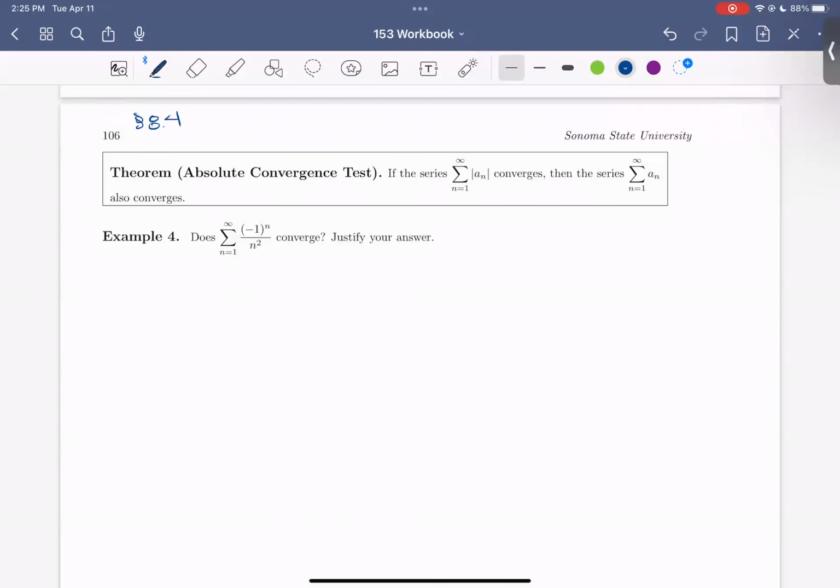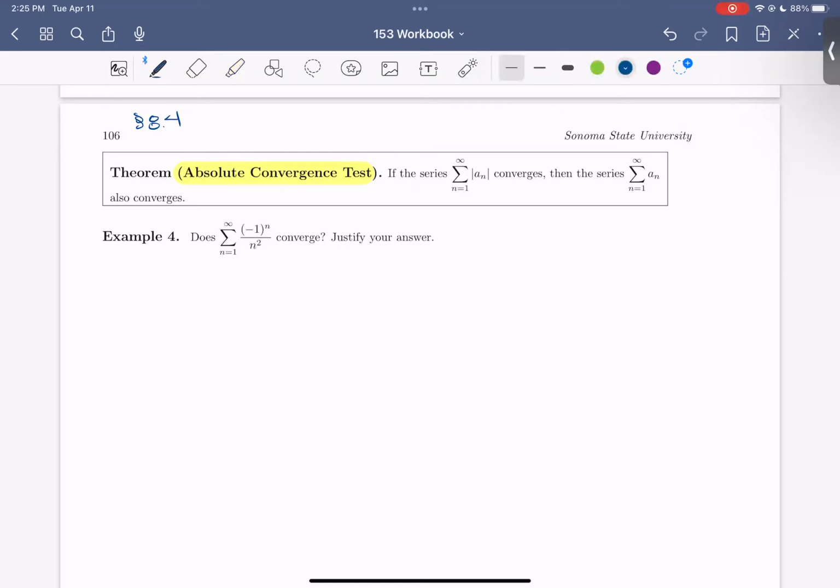Hello, everyone. In this video, we're going to continue section 8.4. We're going to look at our final theorem in this section called the absolute convergence theorem. So let's go through what this theorem says, and then we're going to use it in example 4.